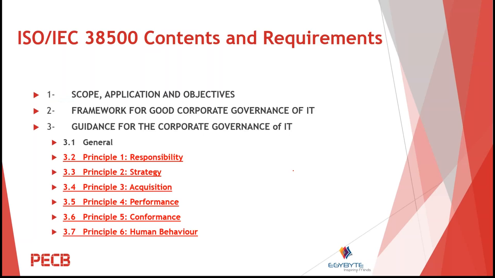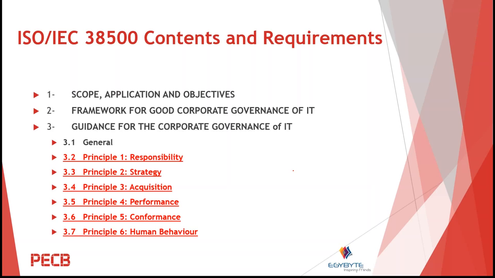So whenever we are talking about the contents and requirements inside this standard, we have only three clauses, not like ISO 20000, which has nine clauses, for example. Here we have just the three big parts. The first one is about the scope: what is the scope of this standard, its application, which is applicability and who can apply it, and its objective, achieving and implementing this standard.